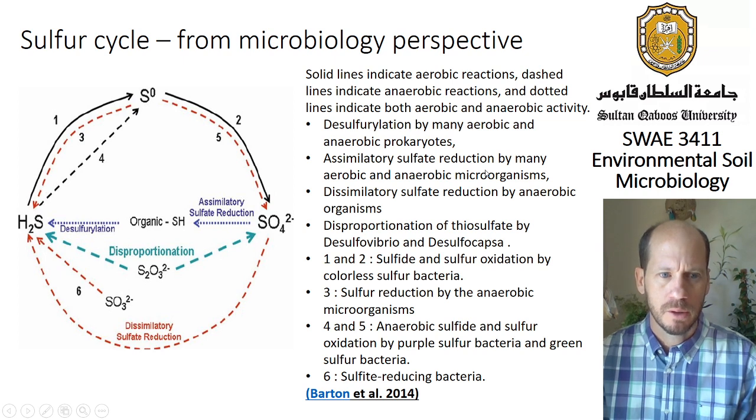So let's talk a little bit in detail about each one of these steps on the cycle. As you can see, similarly to the carbon cycle and nitrogen cycle, the sulfur cycle is overly regulated by microbes. So there are specific groups of microbes which are very important in every step of this cycle.